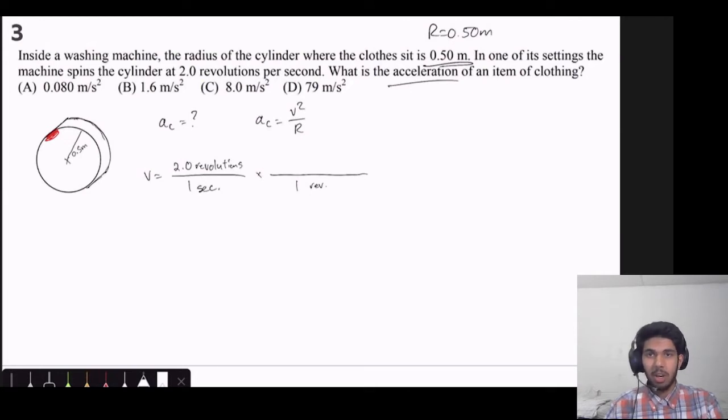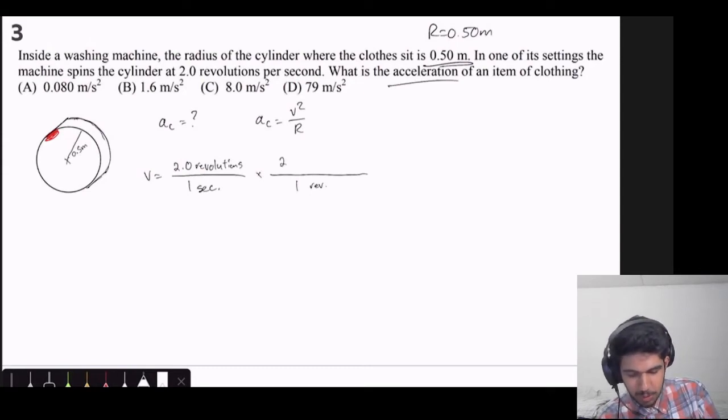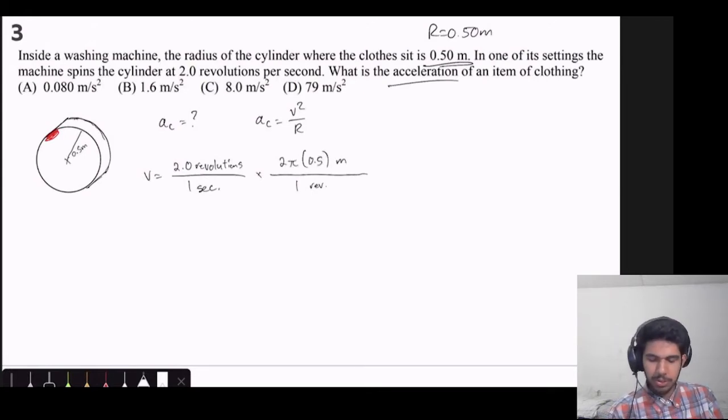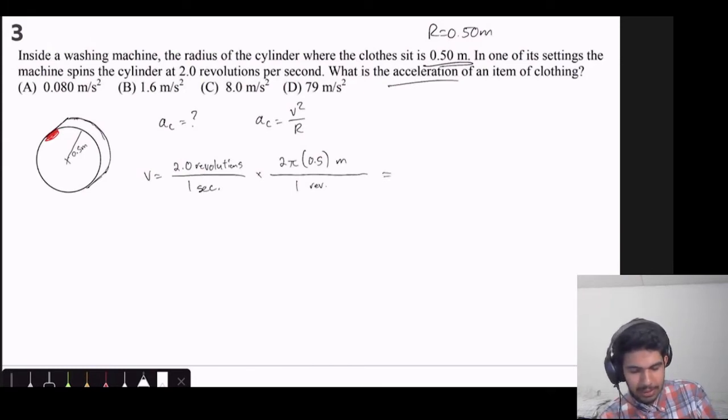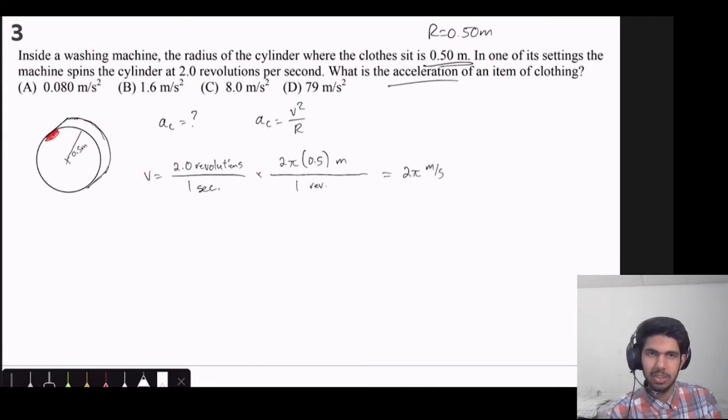So, can we convert this to meters? Yes. A revolution is basically the circumference of the circle, right? In 1 second, the clothes go through the circumference twice. So let's just compute the circumference of the circle. We use 2 pi r, so it's 2 pi, and then the radius is 0.5 meters. 1 revolution is simply the circumference. And now if we compute this out, we'll see that this is equal to 2 pi meters per second.